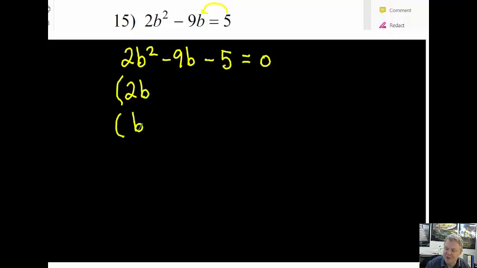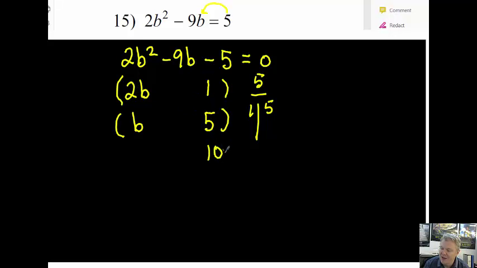The only factors of 2 that exist are 2 times 1, right? And the only factors of 5 that exist are 1 times 5. We just have to figure out where to put them in order to make the 9. Well, if I put the 5 there and the 1 there, 2 times 5 makes 10b, and 1 times 1 makes 1b. To make the -9, 1 minus 10 does make -9. So 2 times -5 makes -10. So that would be that.